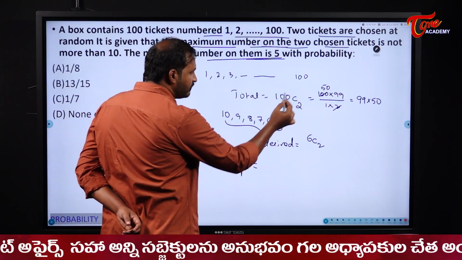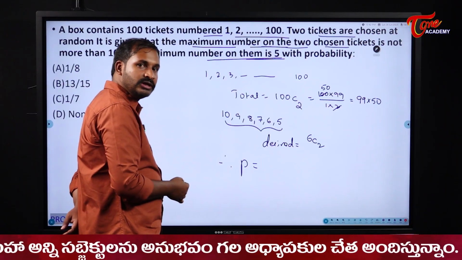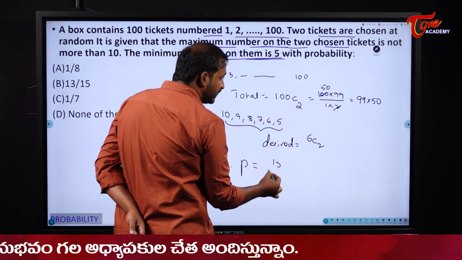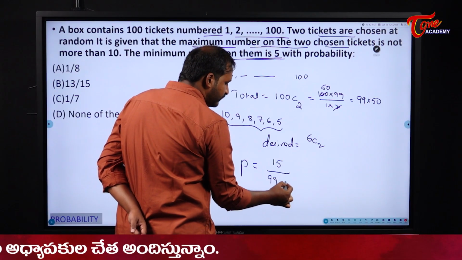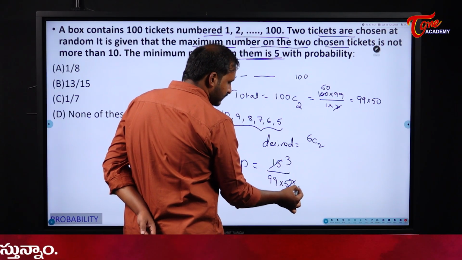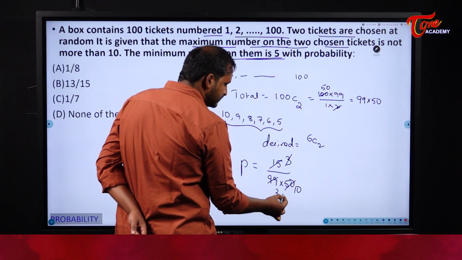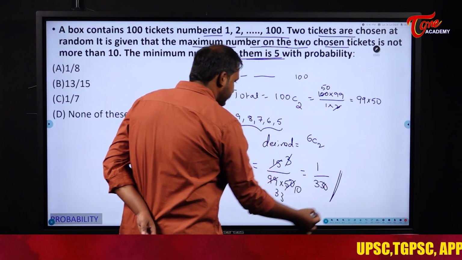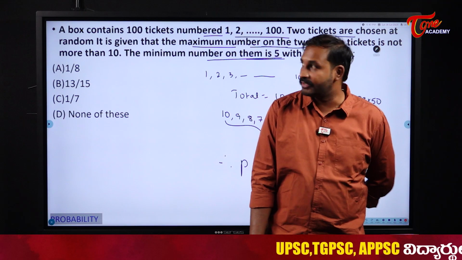So the probability, I can write it out directly also. 6C2 becomes 15. So it becomes 15 by 99 into 50. 5 3s are 15, 5 10s are 50, 3 1s are 3, 3 33s are 99. So my probability here becomes 1 by 330. 1 by 330 will be the probability for me here.